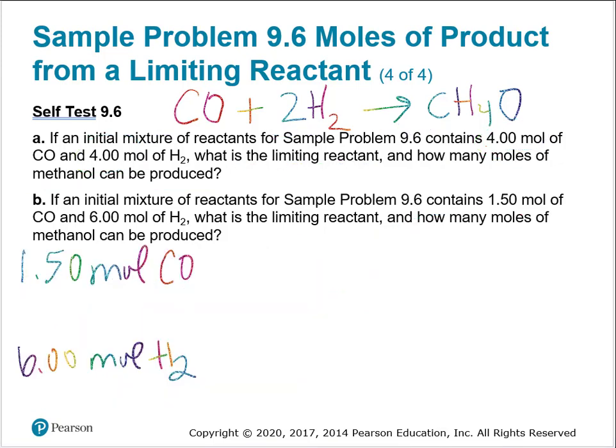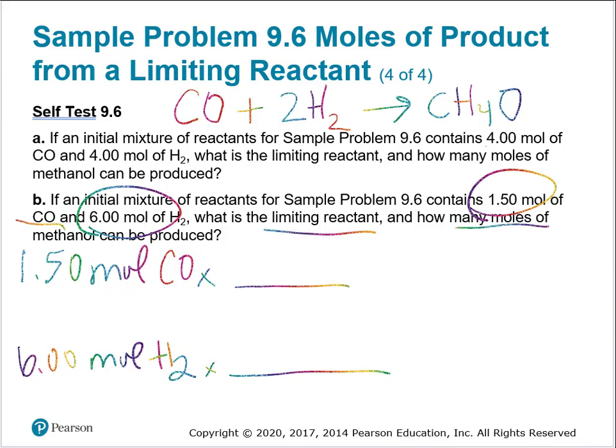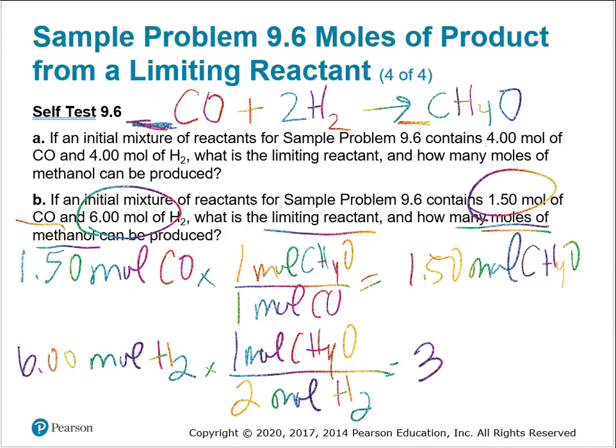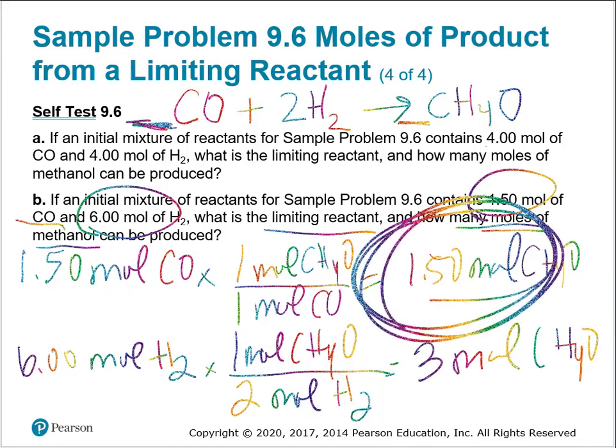The second problem says that I have 1.50 moles of CO and 6 moles of H2. So again, I have to have 2 different setups here, and we want to know again the limiting reactant and how many moles of methanol can be produced. So in both of these, again, I would have the same ratio, 1 mole of CO to 1 mole of CH4O. So that would make 1.50 moles of methanol. And down here, I have 2 moles of H2 for every 1 mole of CH4O. 6 times 1 divided by 2 is 3 moles of CH4O. So can I make 1.5 or 3? In this case, I can only make 1.5 moles of methanol, and so my limiting reactant is the carbon monoxide.